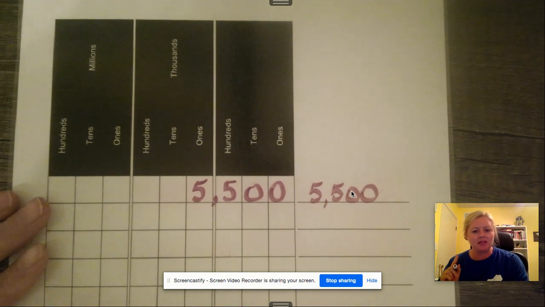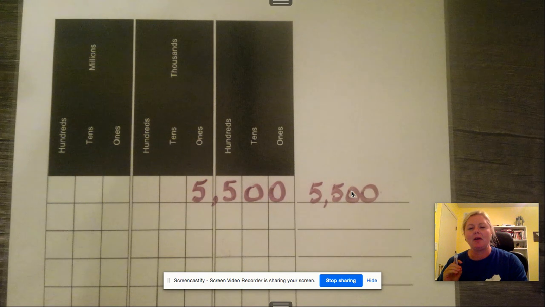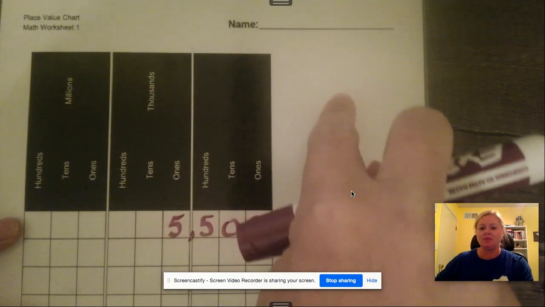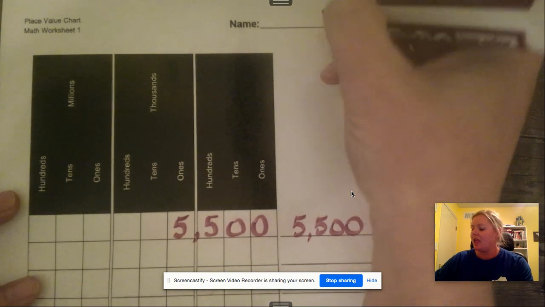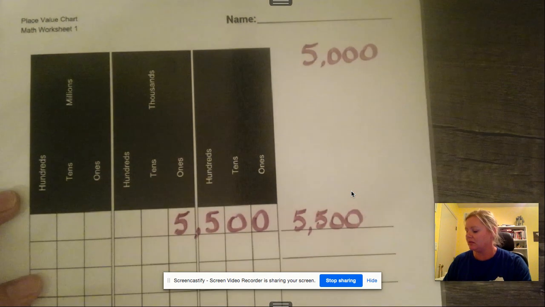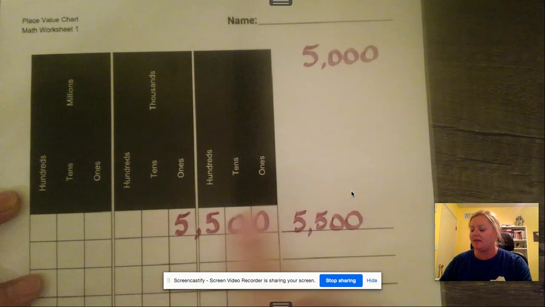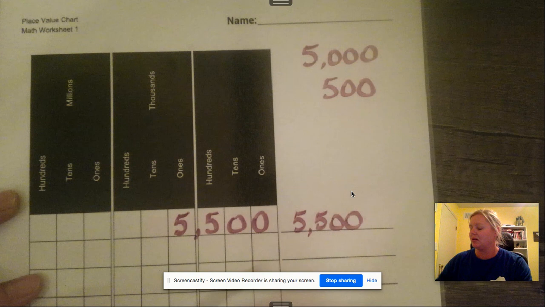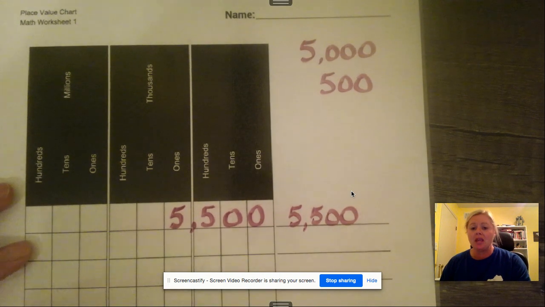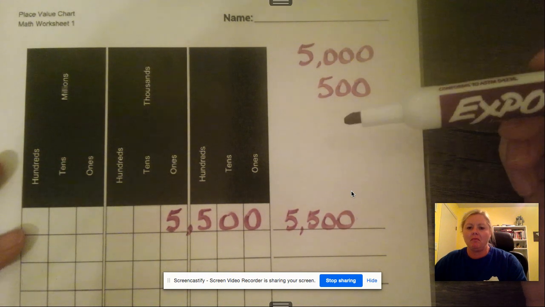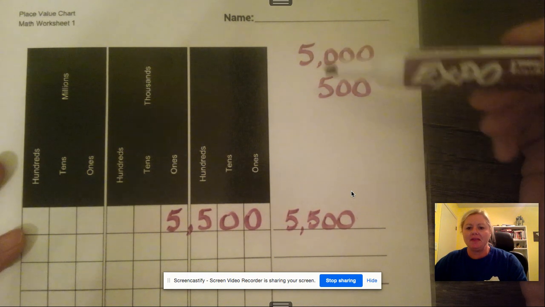Well, let me think back into expanded form. If I were to write this in expanded form, what would those two numbers be that look just alike? I'm actually going to use my space up here to write it down. I would write down, there's 5,000, and I need to write down the 500 because the 5 is the same number. So if I'm looking at both of these, what's something that I notice about them? Well, I see that both 5s are the same.